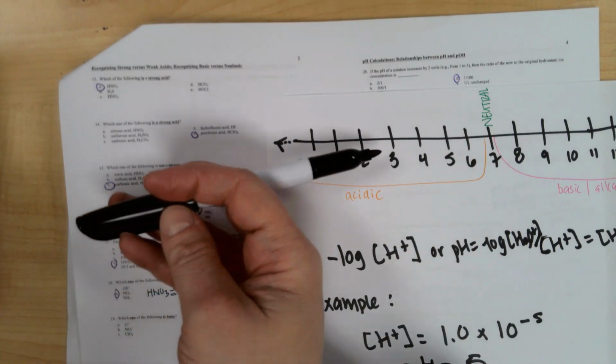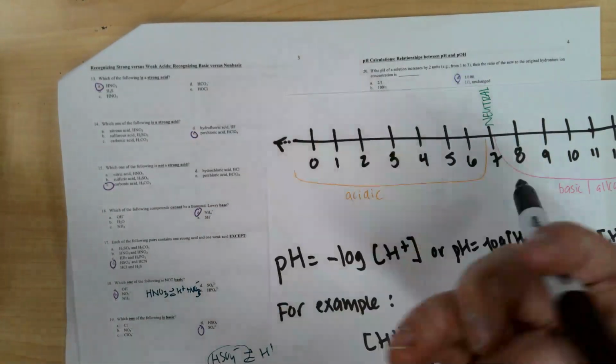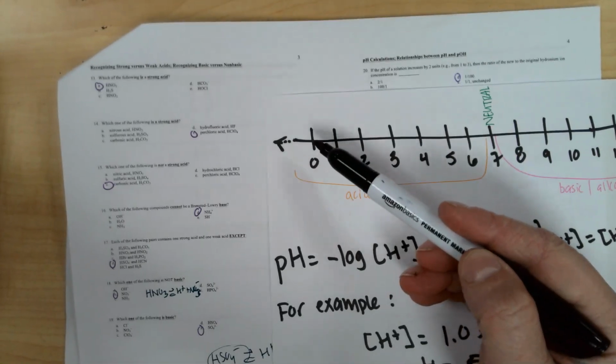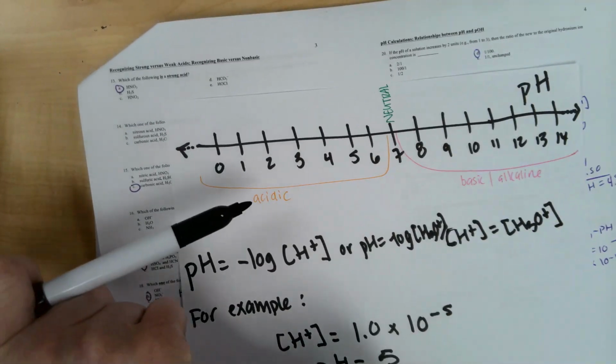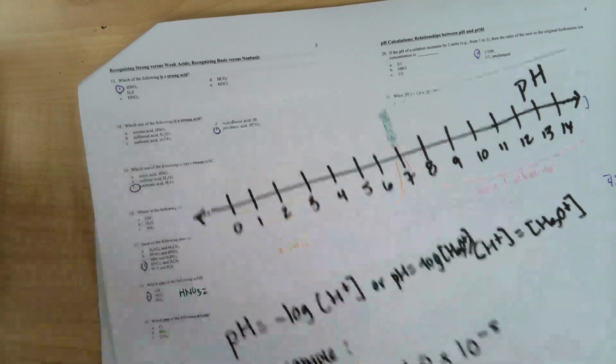So we're actually getting less acidic as we increase pH, because we want to be closer to 0 to be the most acidic. The closer you are to 14, the more basic you are. So it's saying in number 10 that we're increasing on the pH scale.